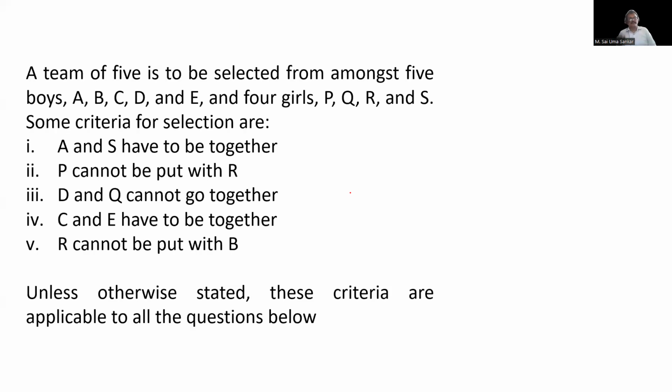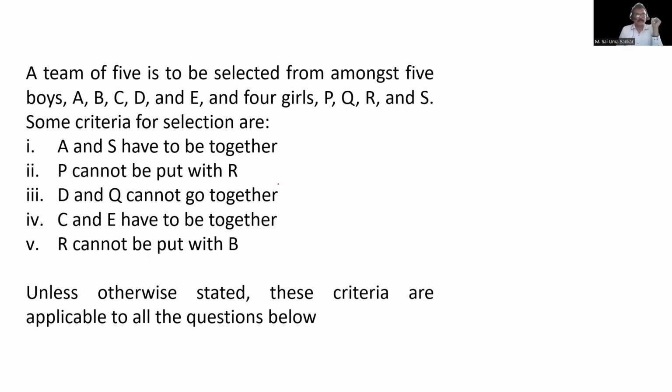Now my first one. A team of 5 is to be selected from among 5 boys, A, B, C, D, E, and 4 girls, P, Q, R, and S. Some criteria for selection are: A and S have to be together, and P cannot be put with R, D and Q cannot go together, C and E have to be together, and R cannot be put with B. This is my question.